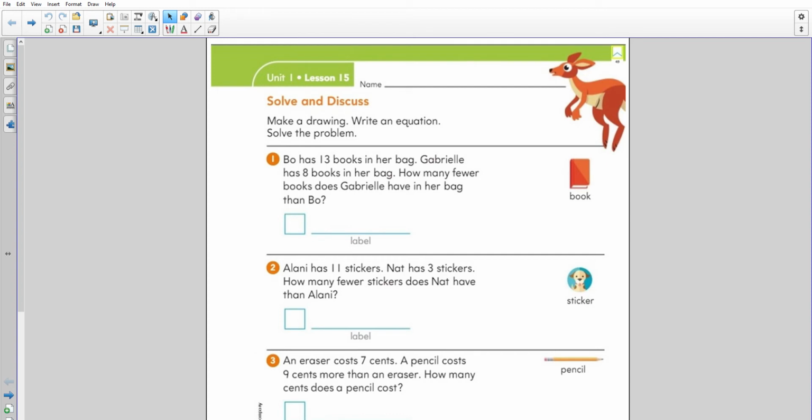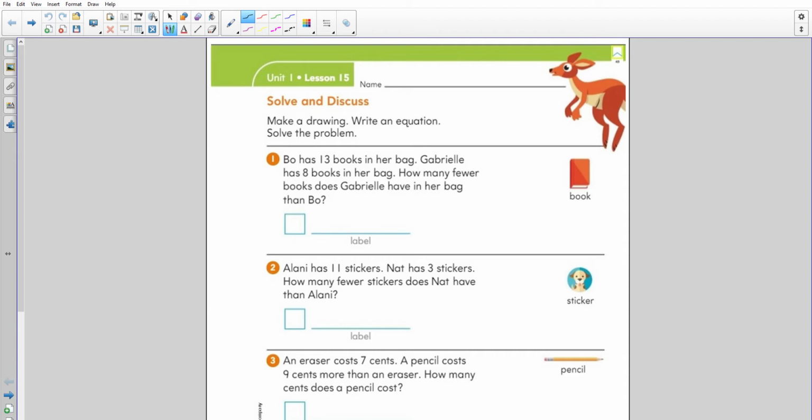We are going to read the entire story problem, then we're going to circle important information. We are then going to, of course, make a drawing, write an equation, and solve for that missing number, and then finally, of course, writing a label. So, I'm going to start off right away with reading this first story problem.